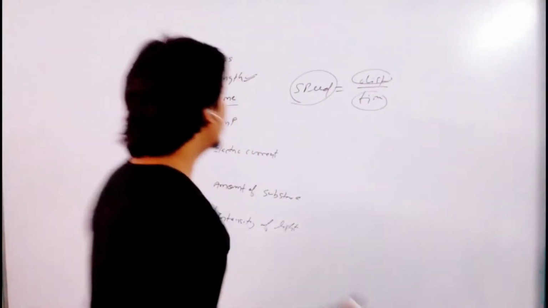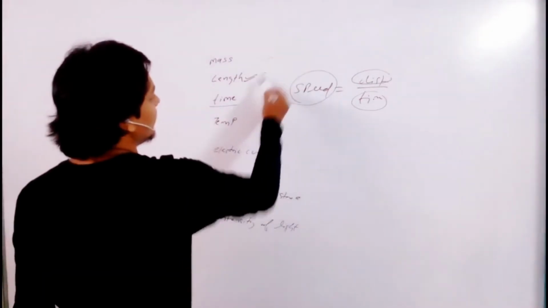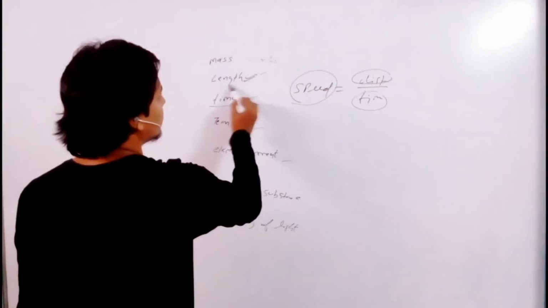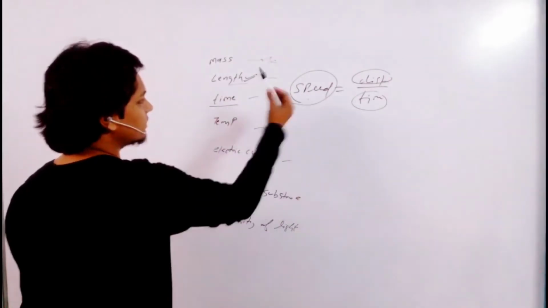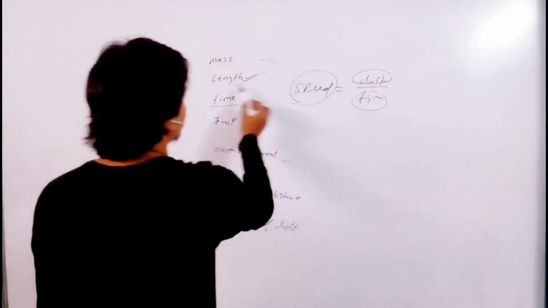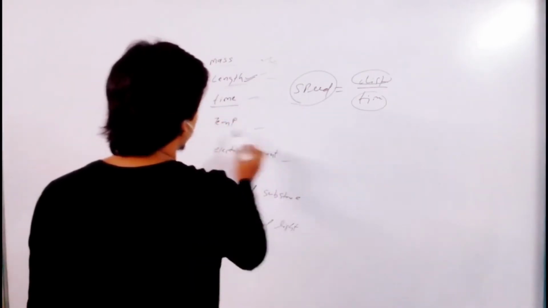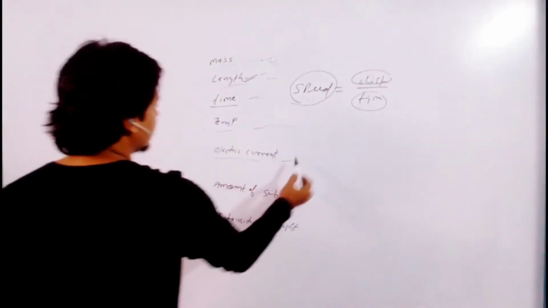Similarly, we have 7 fundamental units also. I am saying SI units. Unit of mass is kg, unit of length is meter, unit of time is second, temperature is Kelvin, electric current is ampere, and then amount of substance.